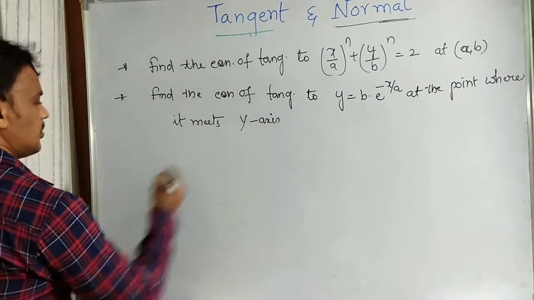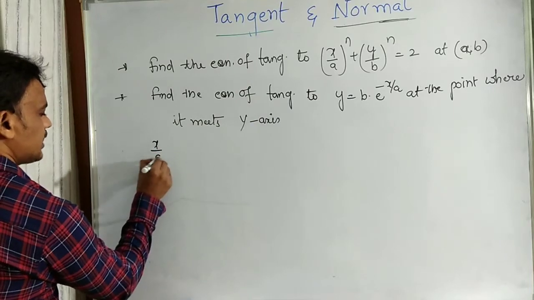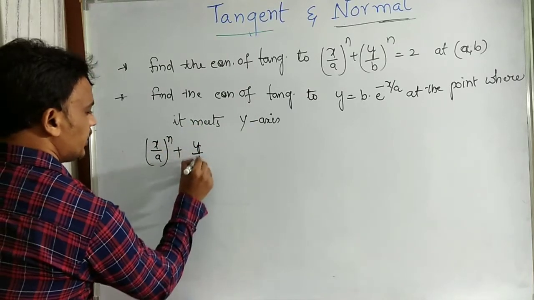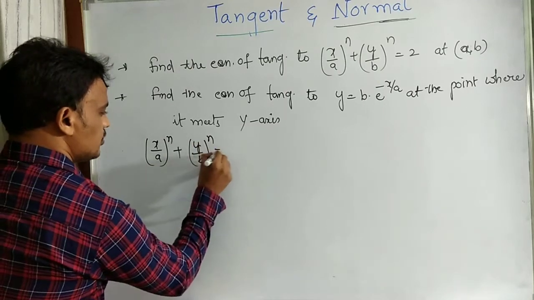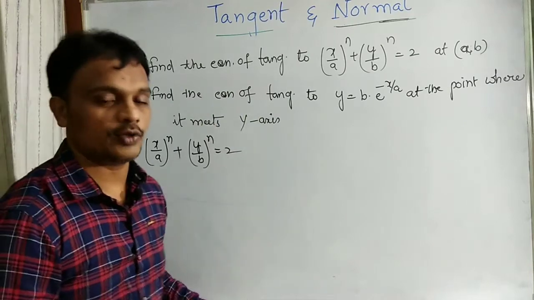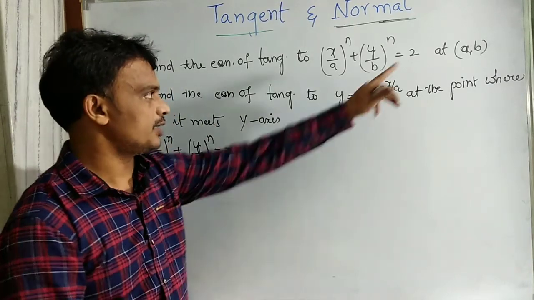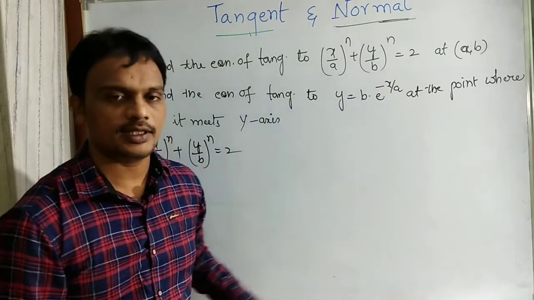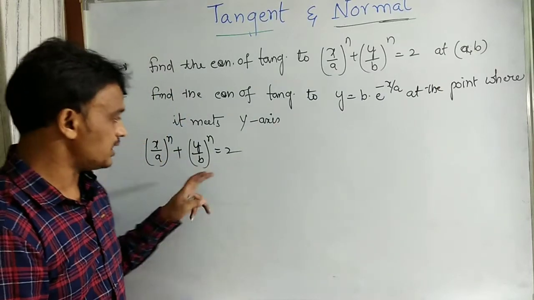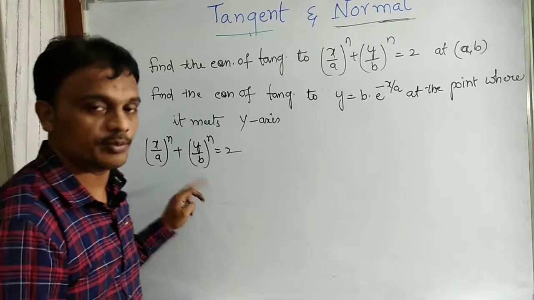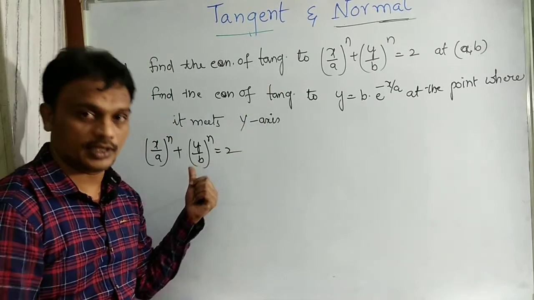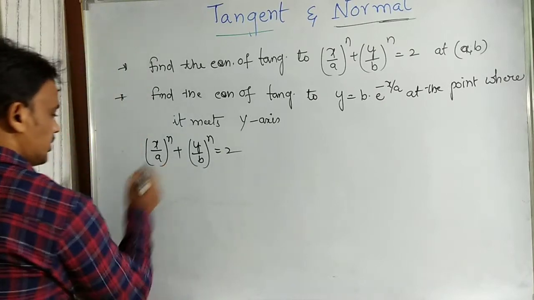Coming to the first problem, I am going to take the first one: the given curve (x by a) whole power n plus (y by b) whole power n equals 2. Now we are going to find the equation of the tangent. First of all, I am going to find the slope of the tangent at that particular point. Then I can get the equation. Already we discussed that the slope of a tangent to the curve is nothing but simply the derivative of that given curve at that particular point. Then, derivative with respect to x.